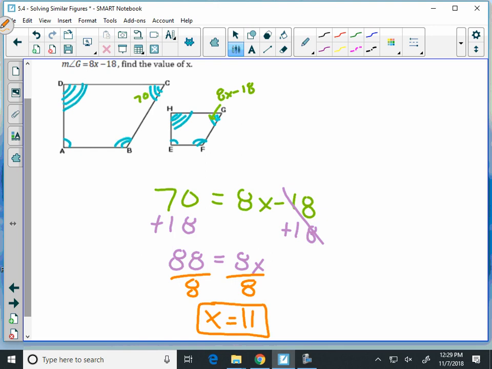So the sides set up a proportion, angles set them equal when you're dealing with similar figures. Sometimes you just get in the zone of setting up proportions, and then we get an angle problem. We still try to set up a proportion. Just make sure you pay attention to that. Questions?